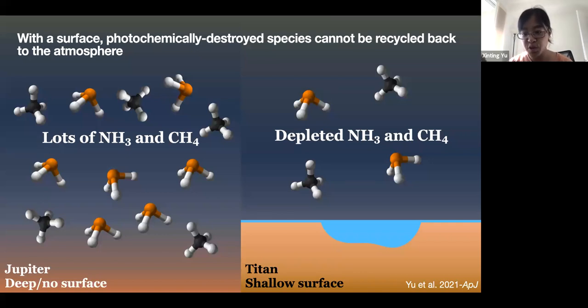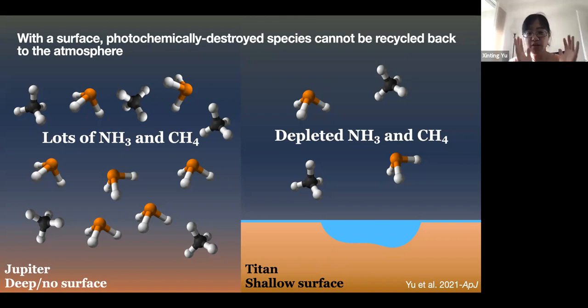Titan is a really weird object because we're still seeing about 25% methane. But the Cassini-Huygens isotope measurement tells us that the methane is probably coming from interior outgassing instead of being accreted from the beginning. So there's some other source to replenish the methane. But it's still an unsolved mystery why there's still some methane in Titan's atmosphere.